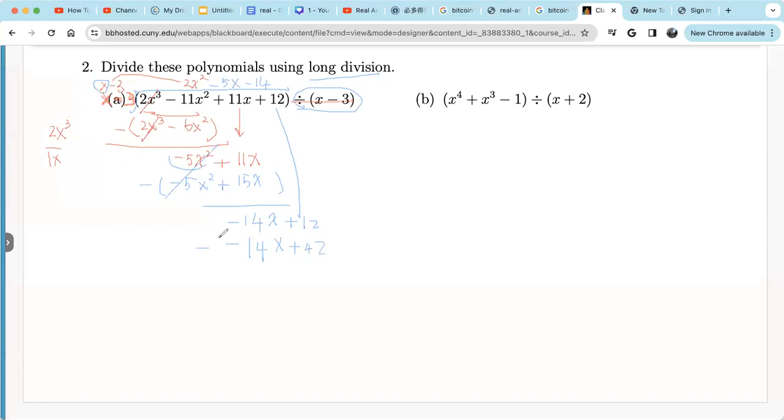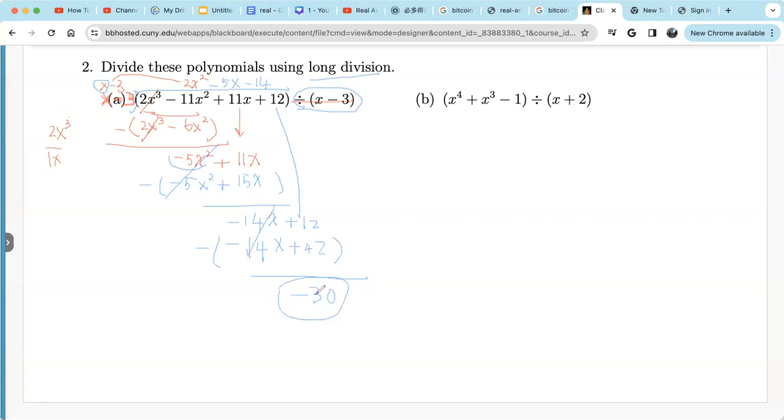Now we subtract. We got rid of the leading term in this case. We have 12 minus 42. That's negative 30, right? Now, do we have more terms? No, we don't have any more terms. So we're done. We're done because negative 30 has a lower degree than the divisor. The divisor is a degree 1 polynomial.